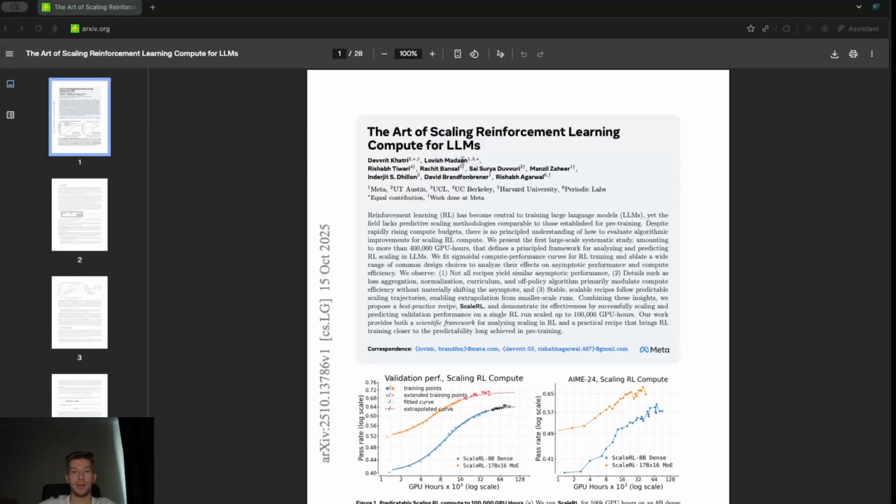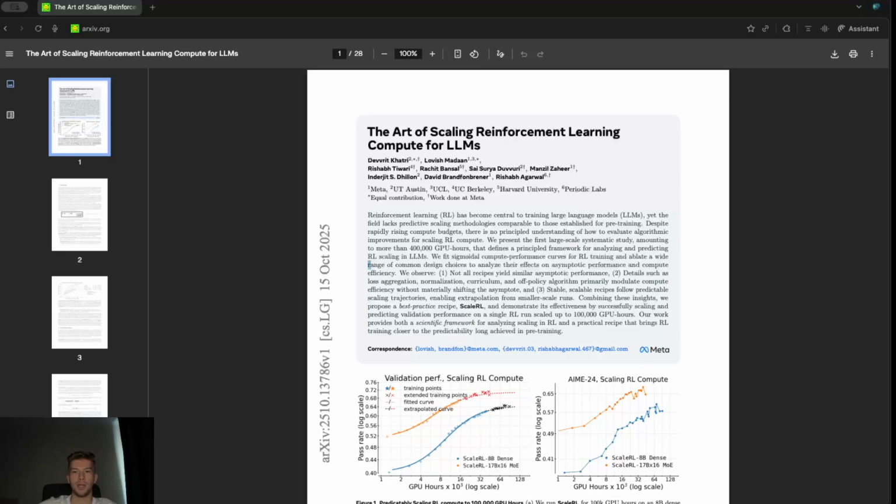Hi everyone, there is this new paper that just came out yesterday from ETA in collaboration with other universities, and it is regarding the art of scaling reinforcement learning compute for LLMs. This is a huge change because reinforcement learning fine-tuning is the final and crucial step that unlocked all these LLM capabilities, from deep reasoning to agentic performance.